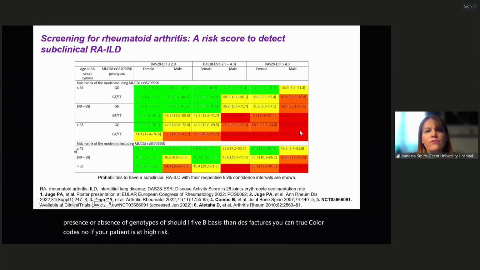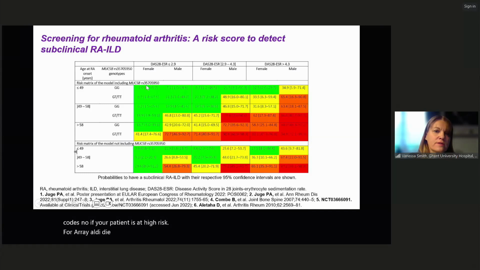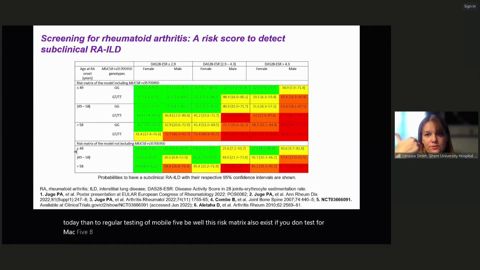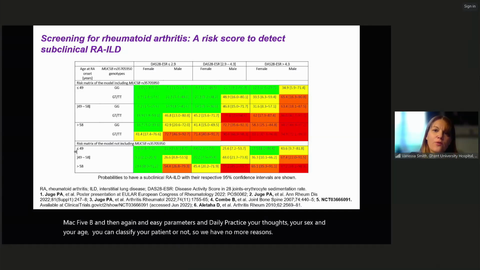These are the red zones, or if your patient is at low risk. As we mentioned before, today we don't do regular testing of MUC5B. Well, this risk matrix also exists if you don't test for MUC5B. And then again, on easy parameters in daily practice, your DAS, your sex, and your age, you can classify your patient or not. So we have no more reasons as rheumatologists not to know when to screen our RA population.